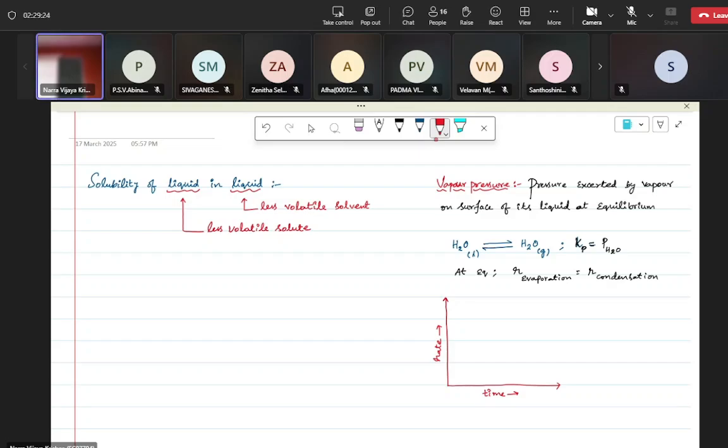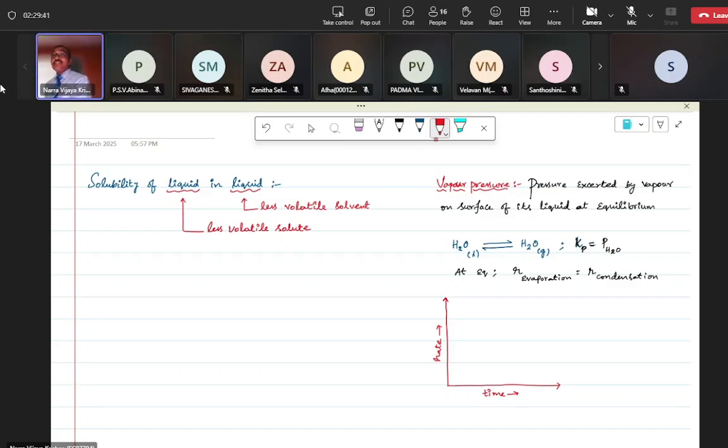This bottle is empty. Nothing is there inside this bottle. Now I have filled half of it with water, and I have capped it, sealed it, closed it. Now what will start first? Condensation or evaporation?